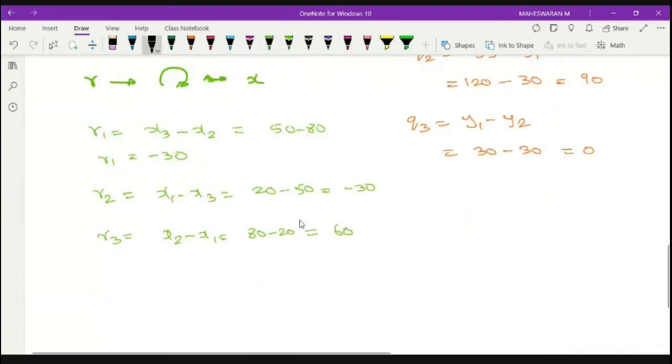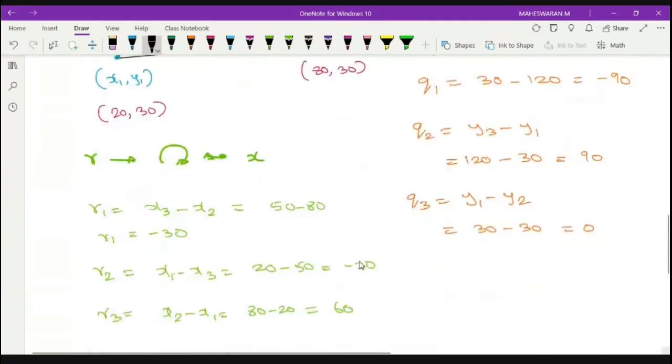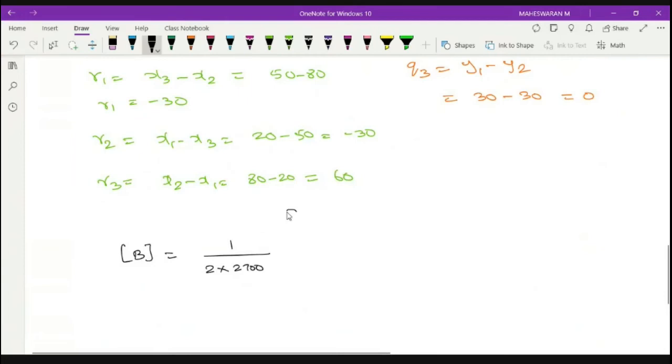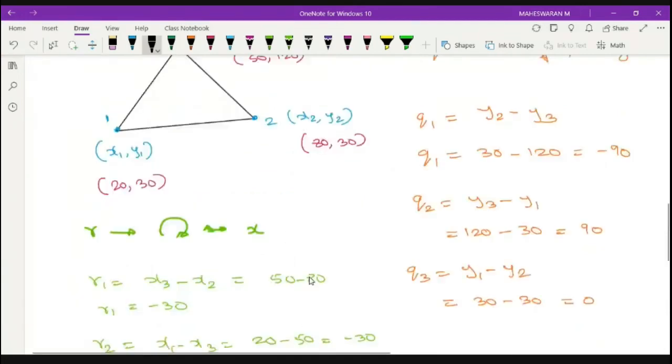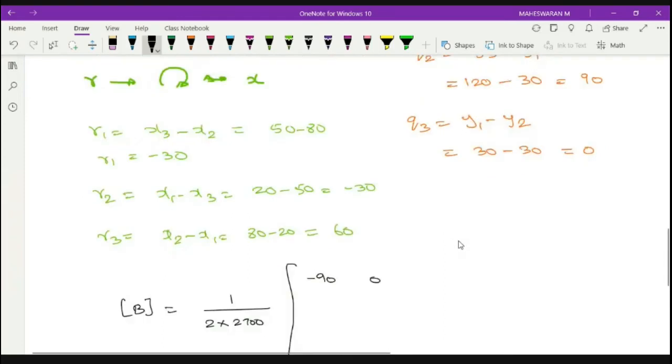Okay, now let us identify what is our B matrix. The B matrix is 1 by 2 into 2700, so 1 by 2A, which is already identified, into Q1. Q1 is minus 90, 0. Q2 is 90, 0. Q3 is 0, and this also 0.